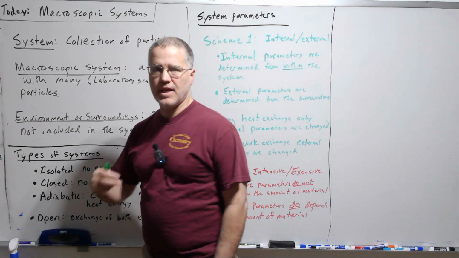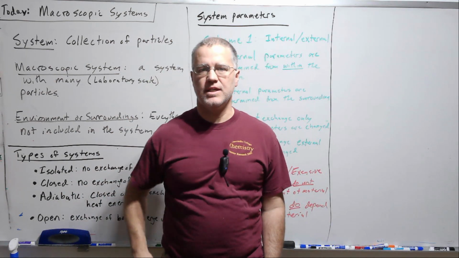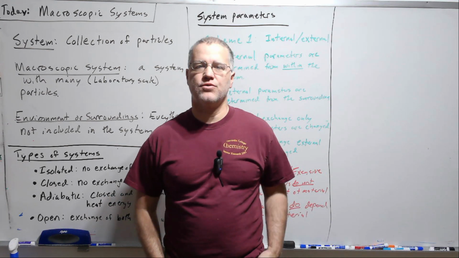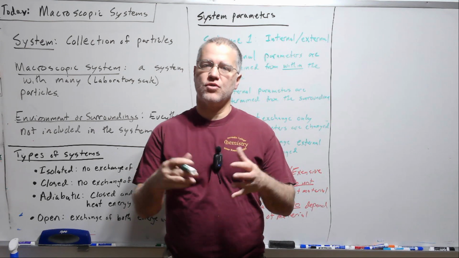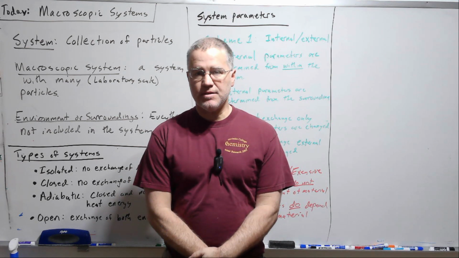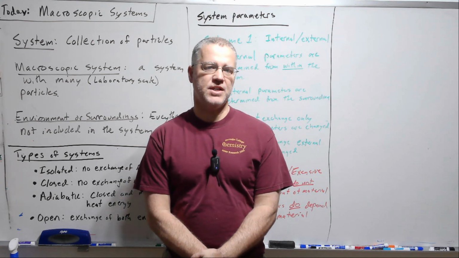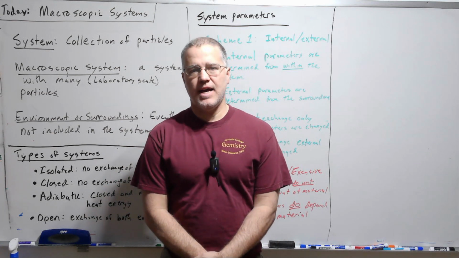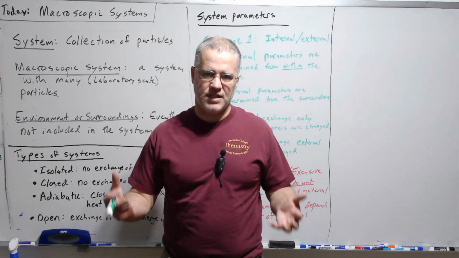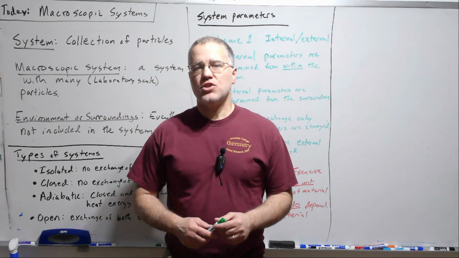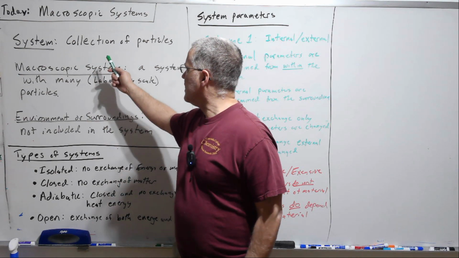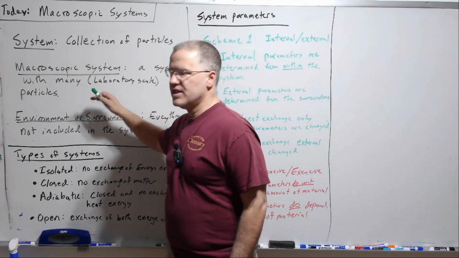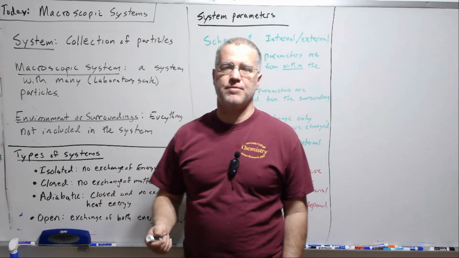As we've talked about with the introduction to this Introduction to Physical Chemistry 2 course, we're focusing more on the laboratory scale systems. And so these, from the atomic or molecular perspective, contain an enormous number of atoms or molecules, approximately Avogadro's number. When we have a system that is a collection of particles on the laboratory scale, we refer to that as a macroscopic system.